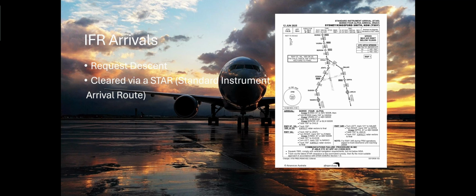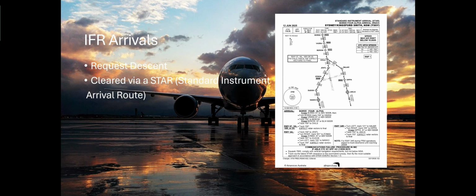Qantas 543, STAR clearance, cleared the Bori 4 Alpha arrival, runway 34 left. When ready, descend flight level 250. Cleared the Bori 4 Alpha arrival, runway 34 left. When ready, descend flight level 250.